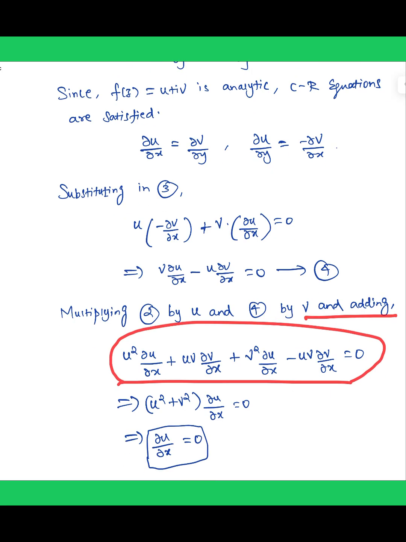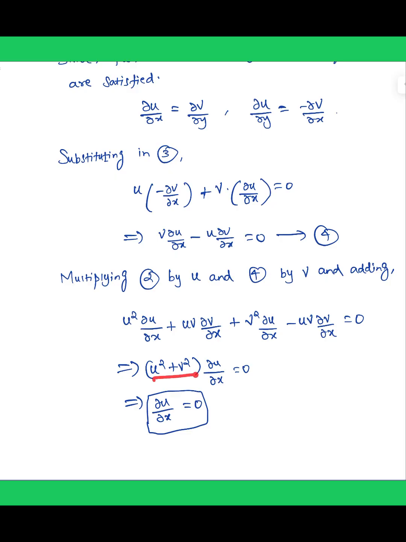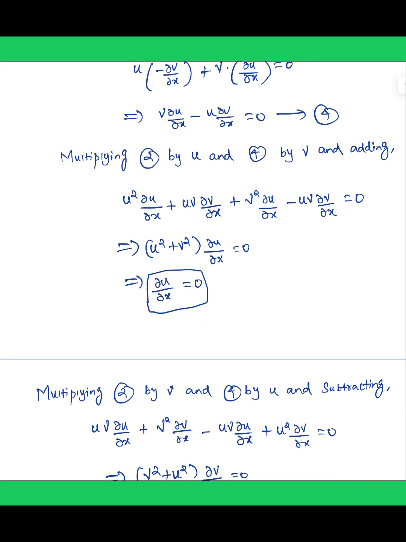So why am I going to add? Because uv ∂v/∂x and minus uv ∂v/∂x cancel, leaving u squared plus v squared into ∂u/∂x, which is equal to 0. Since u squared plus v squared is not equal to 0, ∂u/∂x is 0. And you just keep this.